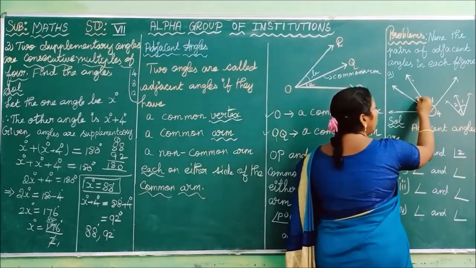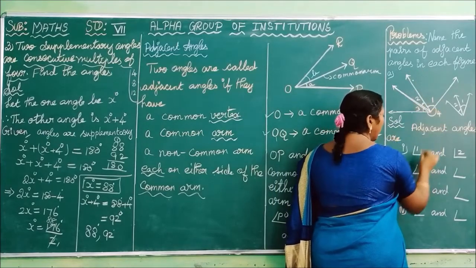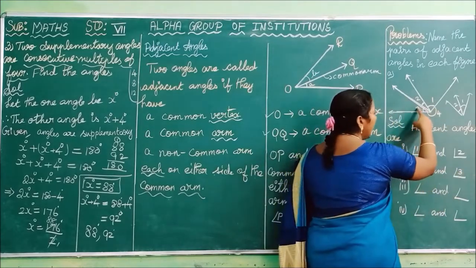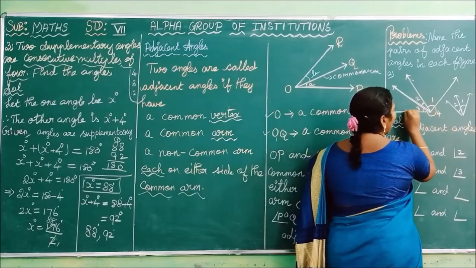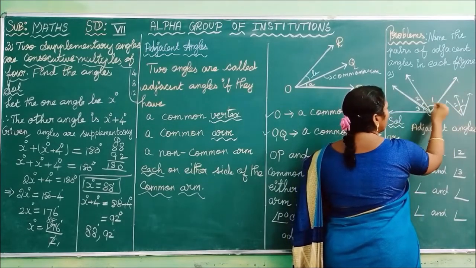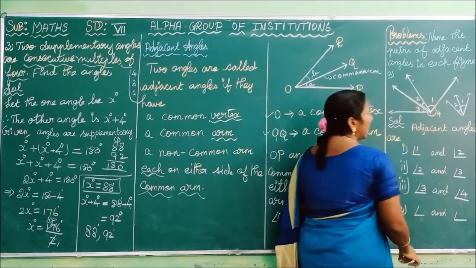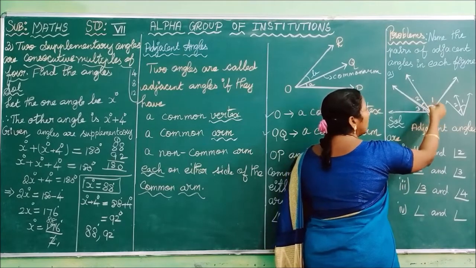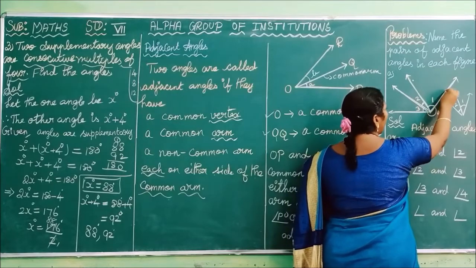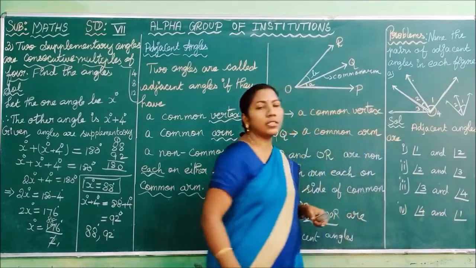Similarly, angles 2 and 3 have the common arm and also the non-common arms. So we have to say angles 2 and 3 are adjacent angles. Similarly, angles 3 and 4. See here, angles 3 and 4 have the common arm and also the non-common arms. So angles 3 and 4 are adjacent angles. Similarly, 4 and 1. See here, these are the non-common arms, this is the common arm. So we have to write angles 4 and 1 are adjacent angles. It's clear, children?